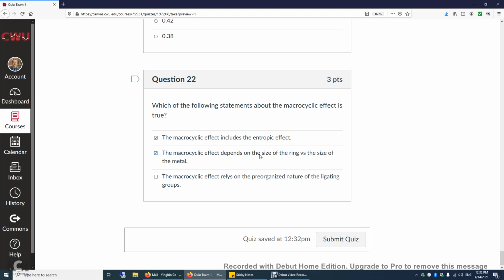What if the metal fits the ring perfectly? Well, you have a large macrocyclic effect, for example, iron in a porphyrin structure. And also you have the ligating groups pre-organized on the ring, so that helps the formation of the transition metal complex between a large ring and the metal center.